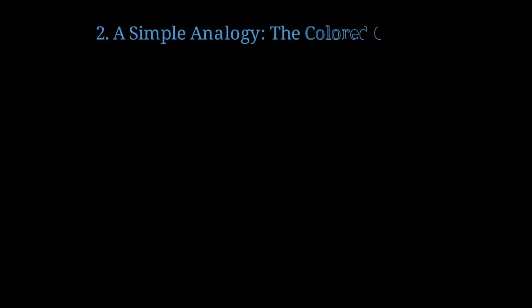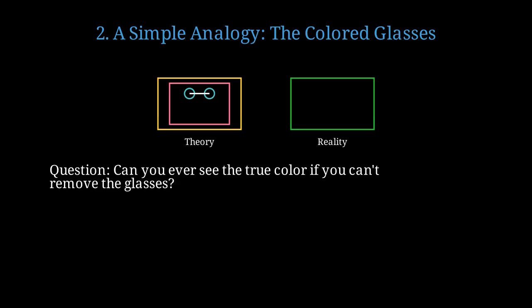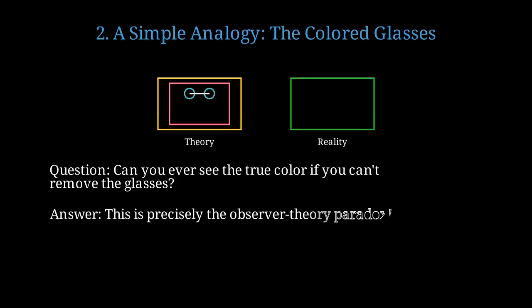Let me explain this with a simple analogy about colored glasses. Imagine you're wearing colored glasses. Everything you see is tinted by those lenses. The lenses are like our theories, and the world is reality. Here's a question. Can you ever know the true color of something if you cannot remove your colored glasses? This is precisely the observer theory paradox. We can never observe reality without some theoretical framework.